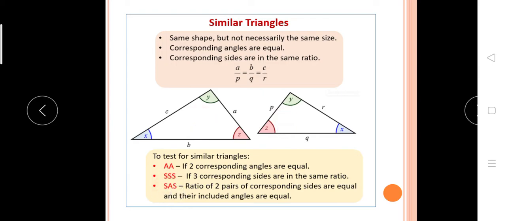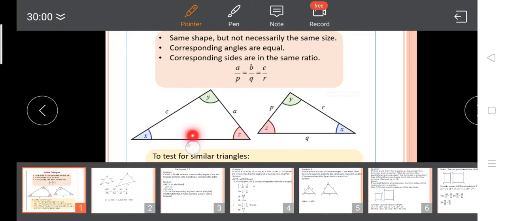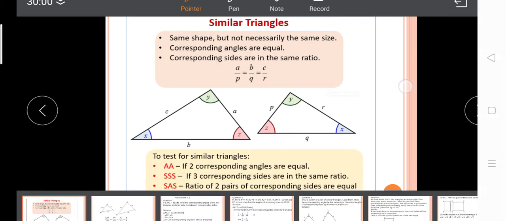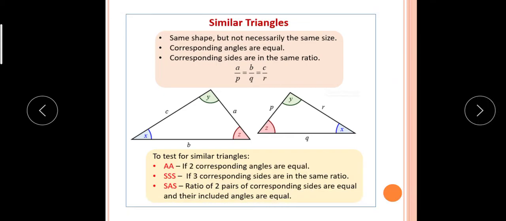And the SAS test. SAS means these two sides are in equal proportion, and the angle between them, the included angle of the corresponding proportional sides, is x. If they are in equal proportion, then by the side-angle-side test these two triangles are similar to each other.